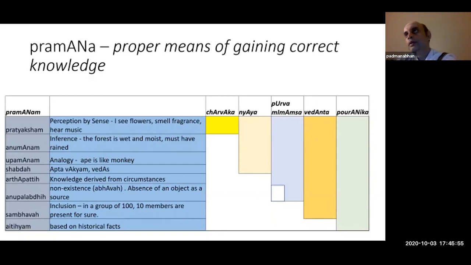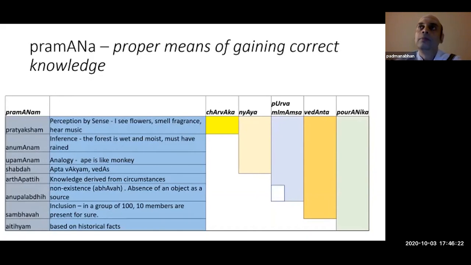And the third one is upamana. In the upamana space, we use an example to come up with a knowledge. So in this case, for example, if somebody comes and asks you, what is meant by an ape? What is an ape? I have never seen an ape. Is it a fish or is it a donkey or is it a crocodile or something like that?